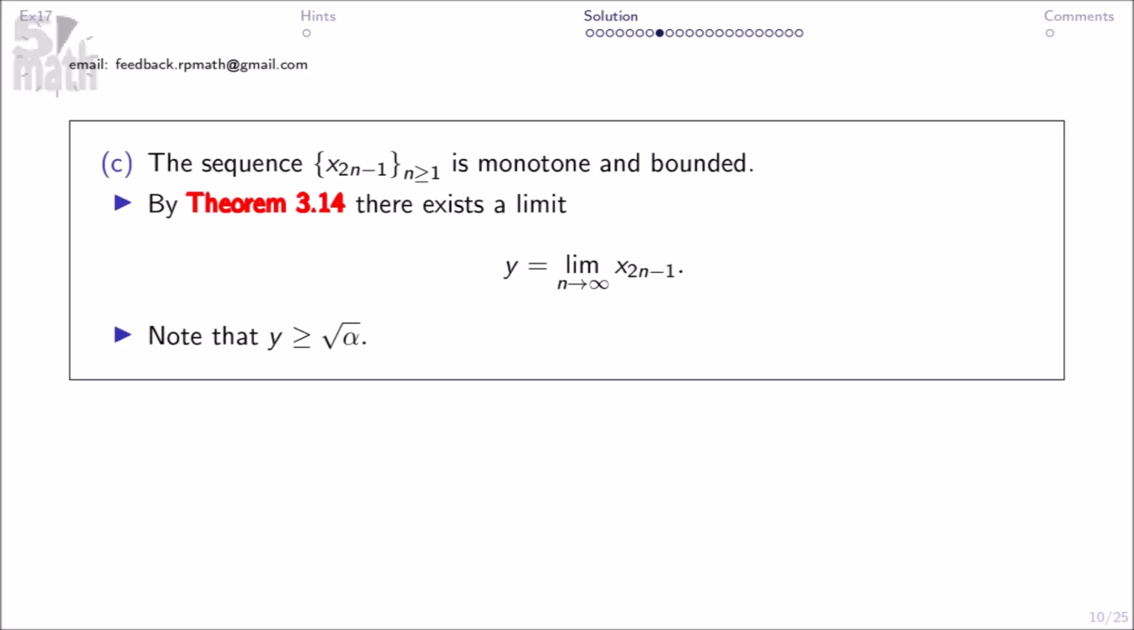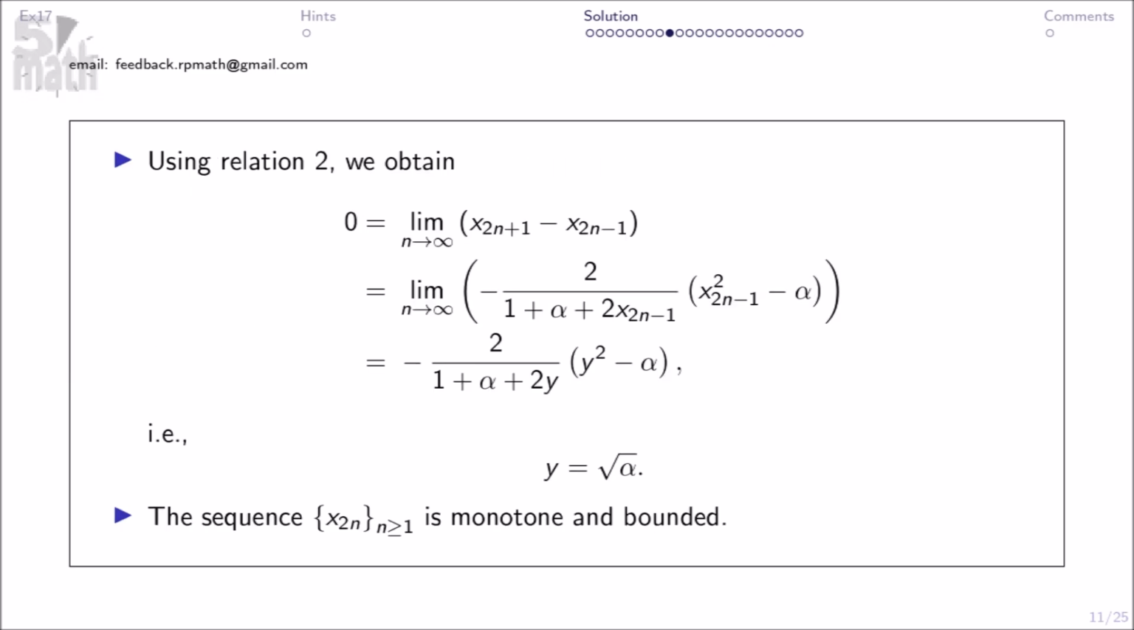C. The sequence x2n minus 1, n greater than or equal to 1, is monotone and bounded. By theorem 314, there exists a limit y equals limit n to infinity x2n minus 1. Note that y greater than or equal to square root alpha. Using the relation 2, we obtain the following. That is, y equals square root alpha.